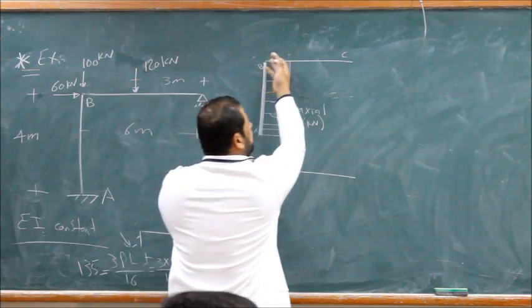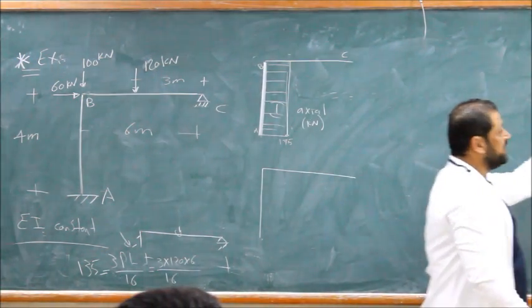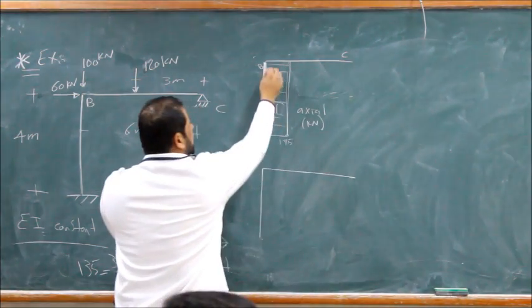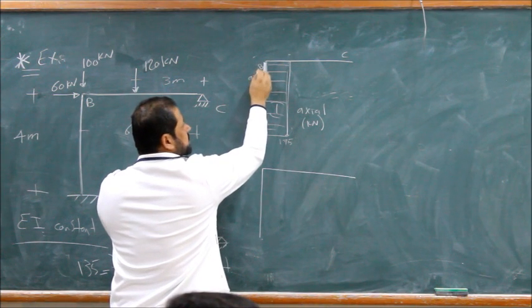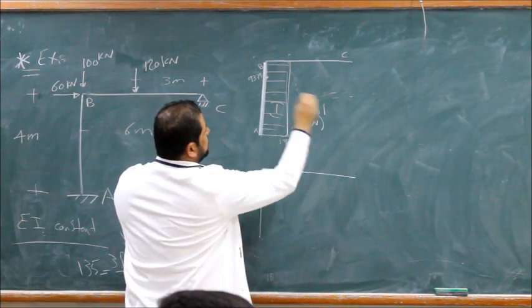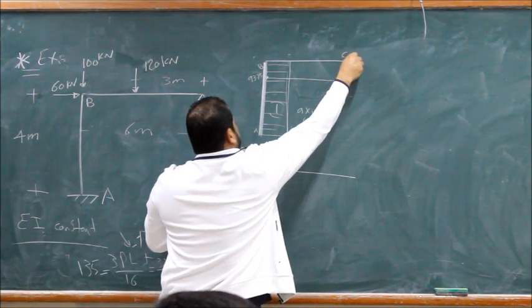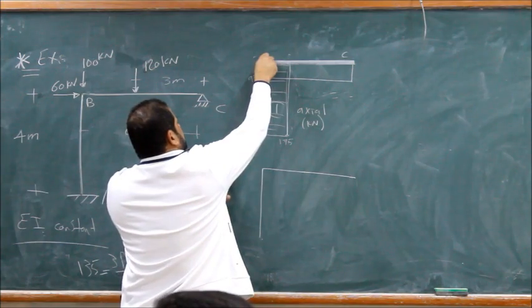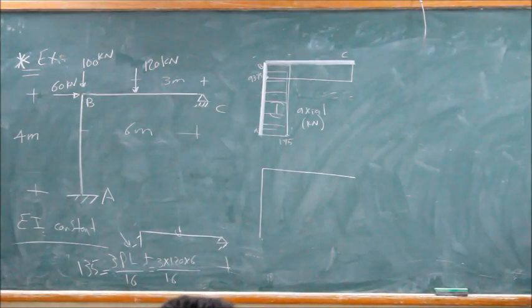Now let's draw a diagram for this member. What's the axial? 93.75 compression, right? So we go down to 93.75. Then 75, no change. Sure. This is axial, not shear.